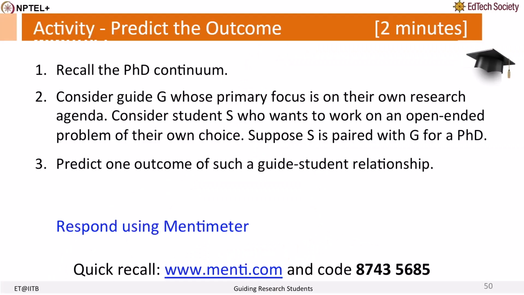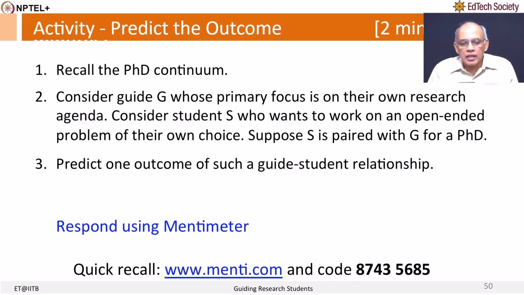Now, what we will do is we'll look at this aspect of alignment of the guide and the student's position. So, this is a predict the outcome activity. So, once again recall the continuum. Now, consider a guide whose primary focus is on their own research agenda. Consider student S who wants to work on an open-ended problem of their own choice. Now, suppose this student is paired with this guide for a PhD. Predict one outcome of such a guide-student relationship.